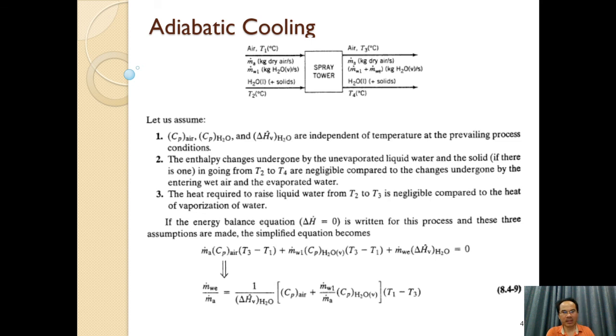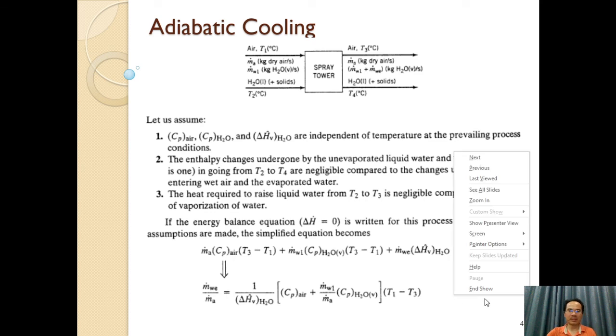That's right: Ma Cpa (T3 minus T1), plus Mw Cp water vapor (T3 minus T1), plus M water delta H vapor, equal to 0. Then you can rearrange, dividing by Ma, to get Mw divided by Ma, and you get this equation. Apply this for this cooling system. We will stop the lecture here.